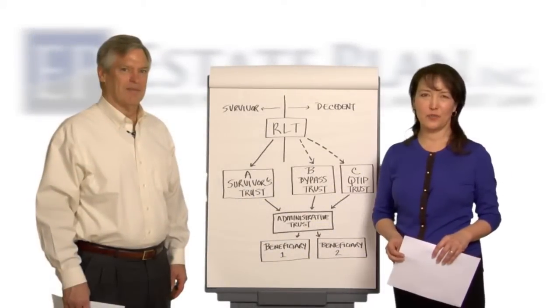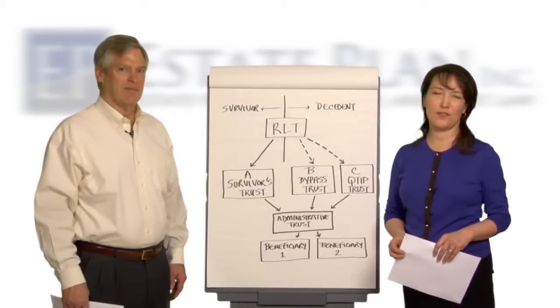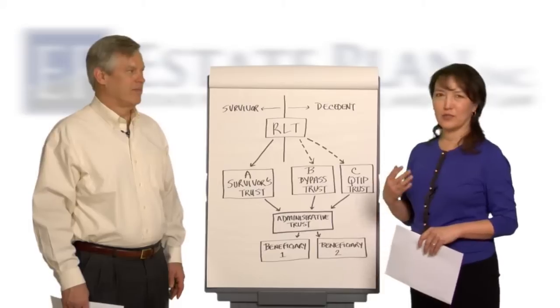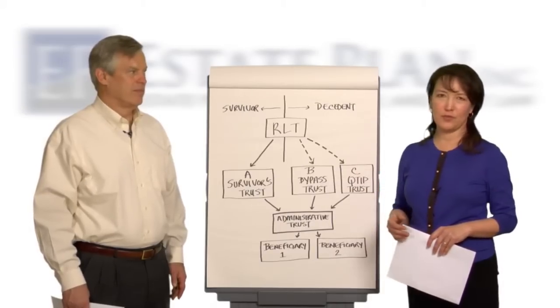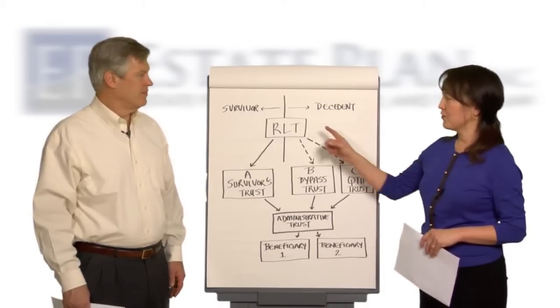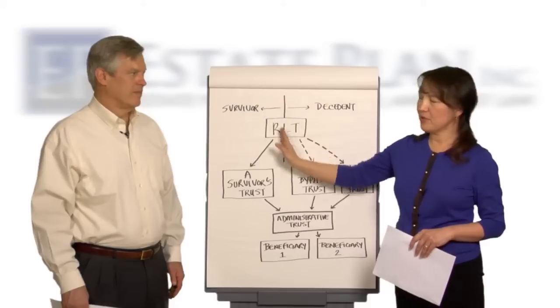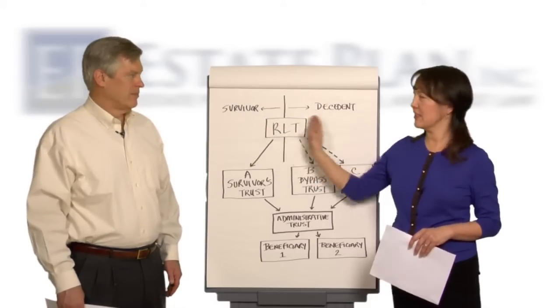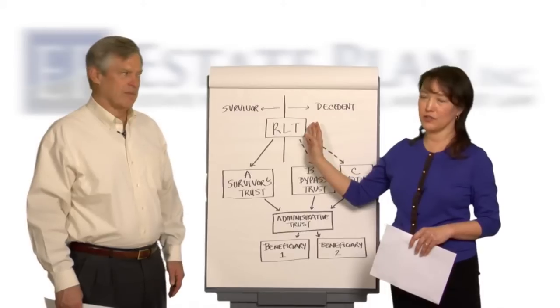Now we're on page 6 of the worksheet. What happens at the death of the first spouse? If you're a single person, you would skip over this part of the worksheet. But at the death of the first spouse, the property in the trust, a joint revocable trust, splits in half if everything is community or joint.